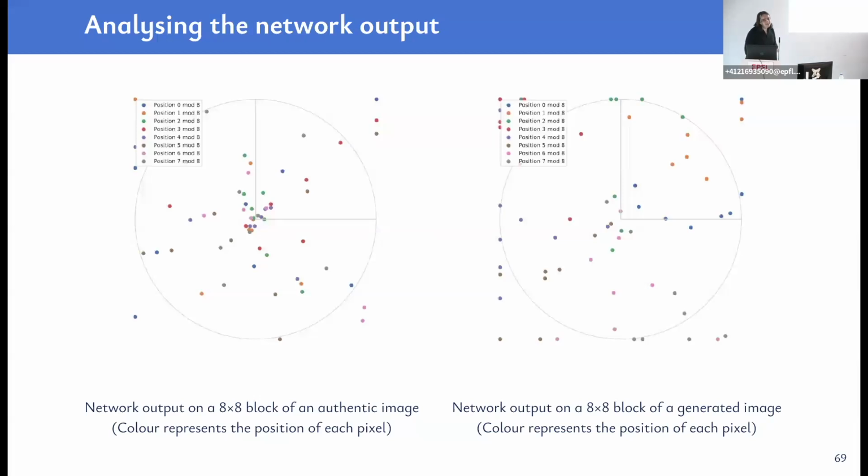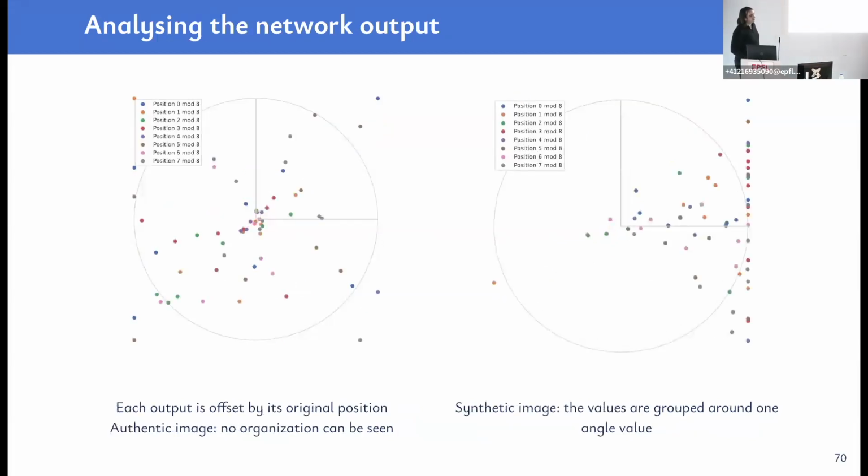Exactly. So it's not very easy to see, of course, because it's not a perfect detection. You have some kinds of clusters, but a lot of errors. So let's show it. Let's phase again each of the detections by its actual position. Now it's much easier to see. So on the authentic image, you don't see anything. The network is unable to detect anything.